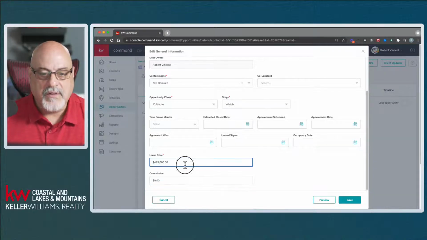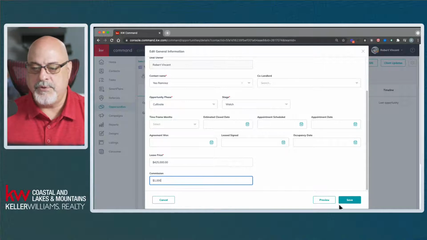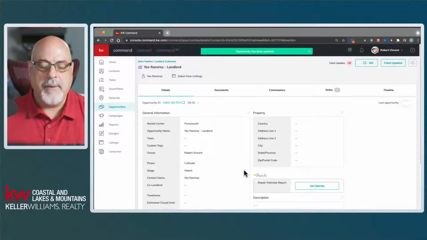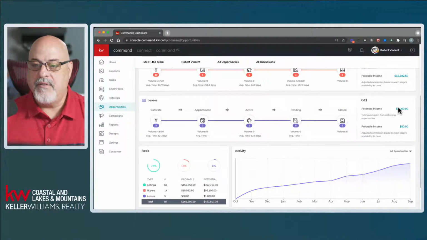Oh, that's it. Is that a dollar value? It is. Commission, let's say it's going to be $1,000. Okay, it's not a percentage, it's a dollar. Okay, so I put that in there. Go back to my opportunities. Here we are. Now I have 1,000, but probability is $50 because of where it is in the pipeline.